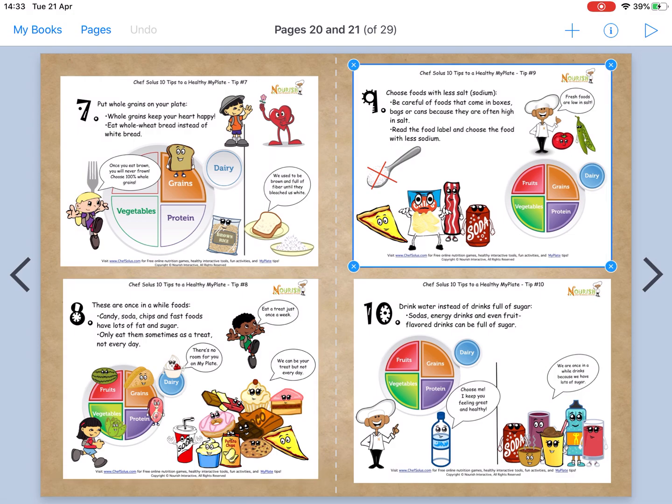Number 9, try and choose foods with less salt. Salt can be really bad for your heart, and so we need to try and not add too much salt to our food or choose foods that are very high in salt. So we need to avoid those foods where we can.